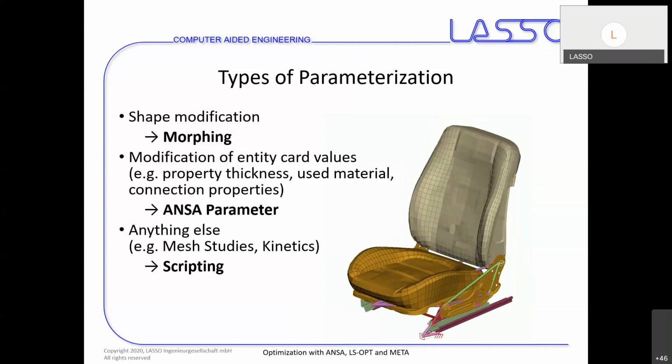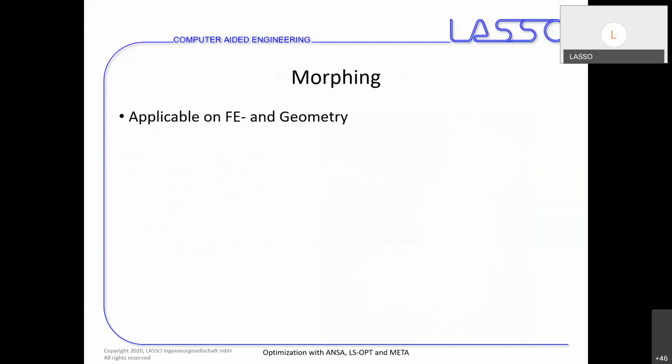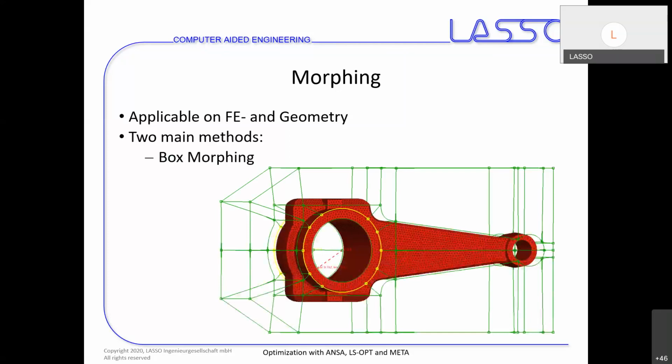All right, let's come to the morphing. Morphing actually can be applied to FE models, so pure meshes, no matter what type of elements are used, and also geometry, which means the CAD faces. We have two main methods in ANSA. The first one is the box morphing.